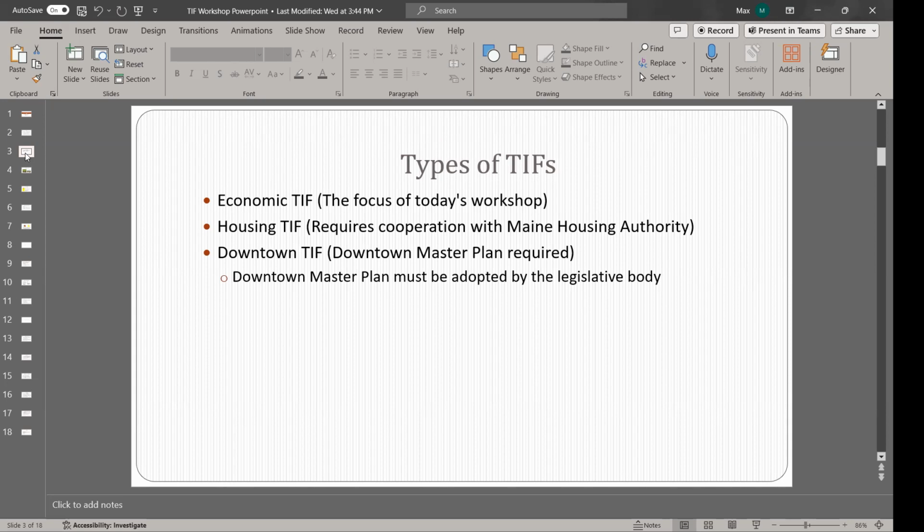But you are only limited to the projects that are in your downtown master plan. So keep that in mind. And it also can be used for the municipal buildings that I mentioned earlier. So if you identify your town office and fire station in Wiscasset's downtown, you can use TIF funds towards that building for any repairs or new construction or anything of the sort.